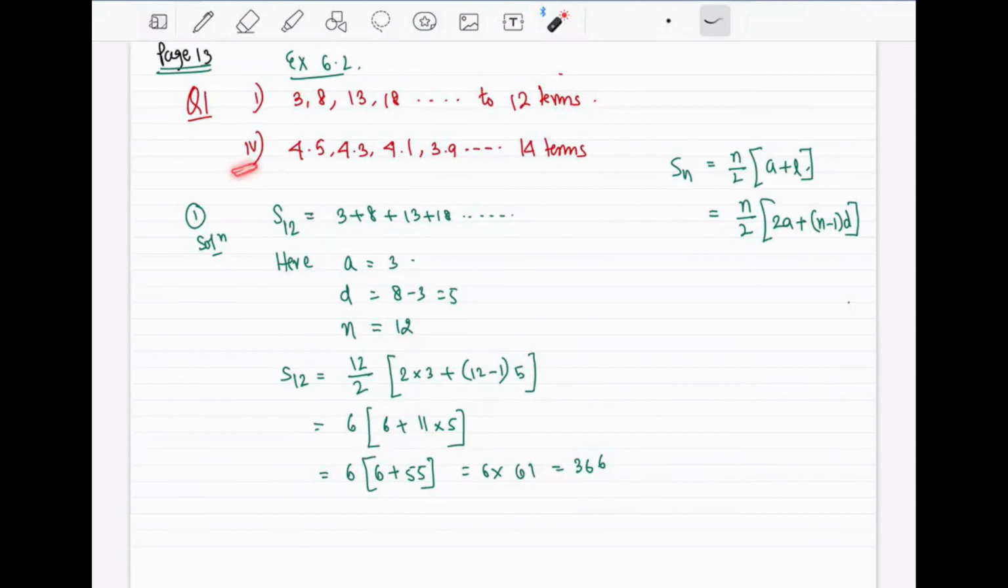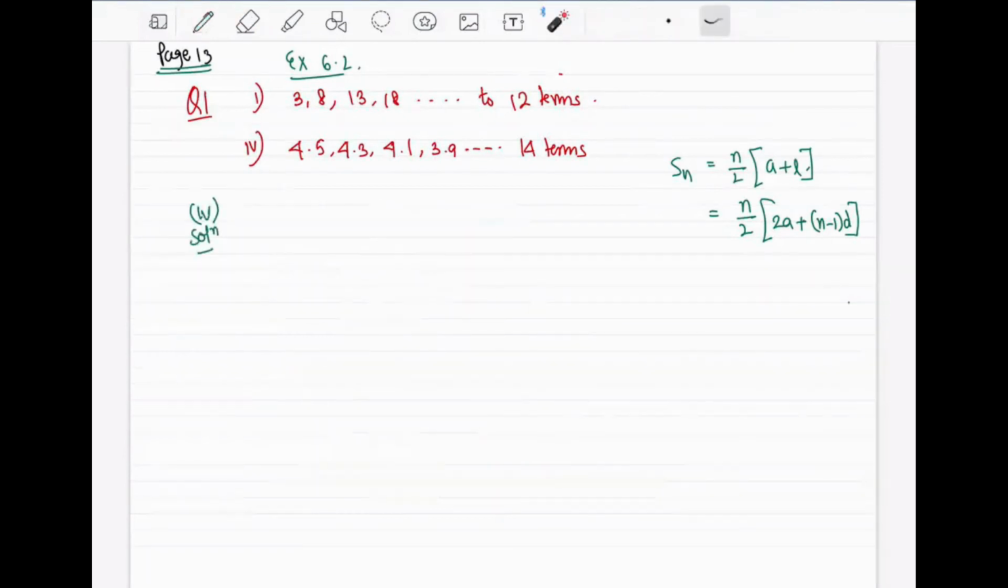Okay, let's do one more question. Roman number 4 is different in the sense that the next number is decreasing. If the next number is decreasing compared to the previous one, you should know that the common difference is a negative value, because you are adding a negative value, that's why the numbers keep decreasing. Okay, now let's come to Roman number 4.